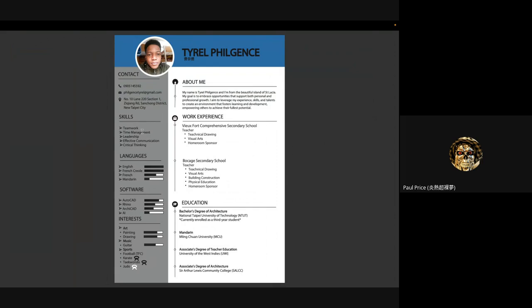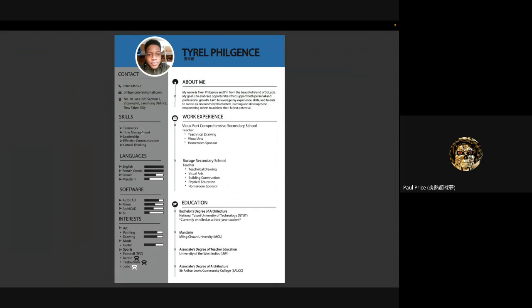About myself, basically, what motivates me, my objective is, as much as possible, to use my skills, knowledge, and abilities to try to make the world a better place, I guess. Before coming to Taiwan, I worked as a high school teacher at these two high schools. I was a technical drawing teacher and a visual arts teacher as well. In the school before, I taught all these subjects. It was very tiring.